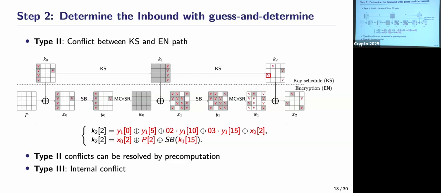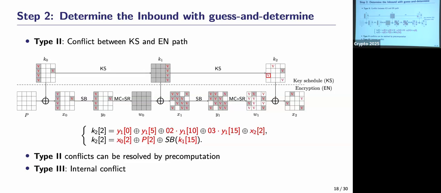Type 2 conflict is between the computation of KS and EN paths. For example, K22 is deduced through KS with fixed P, and also deduced from the round function. The conflict can be solved in the brute force fashion with time complexity 2 to 8. However, with a pre-computation on the non-red byte, the 2 to 8 complexity can be saved. Fix the known bytes in the GD process. The value of K22 is deduced without conflict, so this type of conflict doesn't affect the overall complexity.